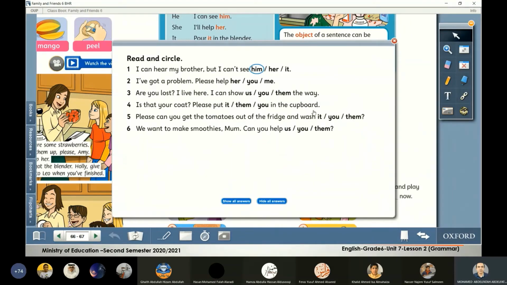Number 1 is done for you as an example. Read and circle the correct answer. 1. I can hear my brother, but I can't see him. I can listen to his voice, but where is he? I can't see him. I is the subject. My brother is an object, and here I can't see him. Him refers to my brother.